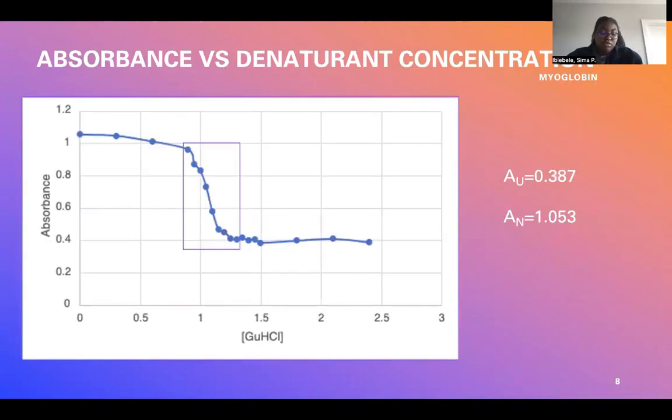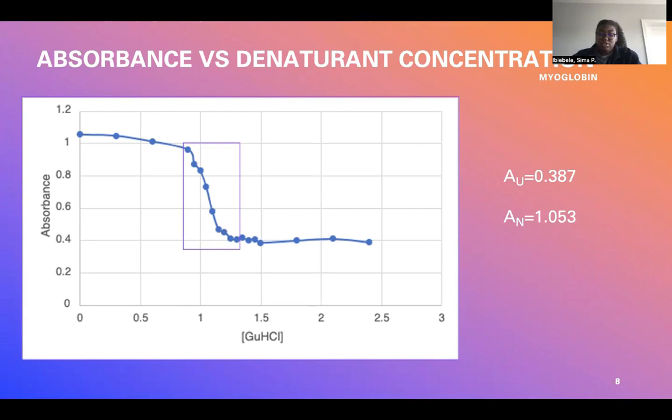Next, I made a plot of absorbance versus the concentration of guanidine hydrochloride. The portions of the graph outside of the outlined box show that in excess amounts and negligible amounts of denaturant, the amount of native versus unfolded myoglobin doesn't change much. From this graph, you can tell at concentrations below 0.9 molar, myoglobin is almost completely folded. At concentrations above 1.5 molar, myoglobin is almost entirely unfolded.